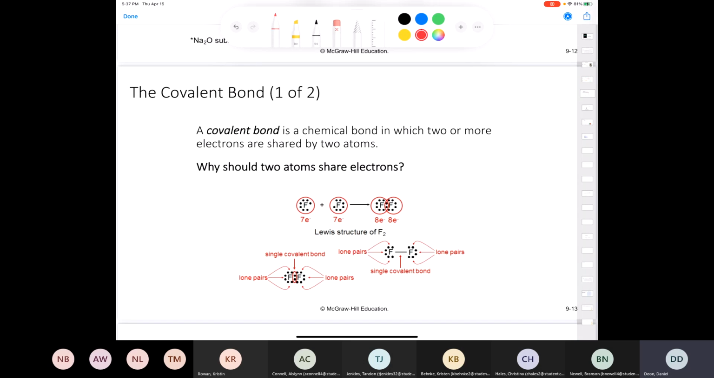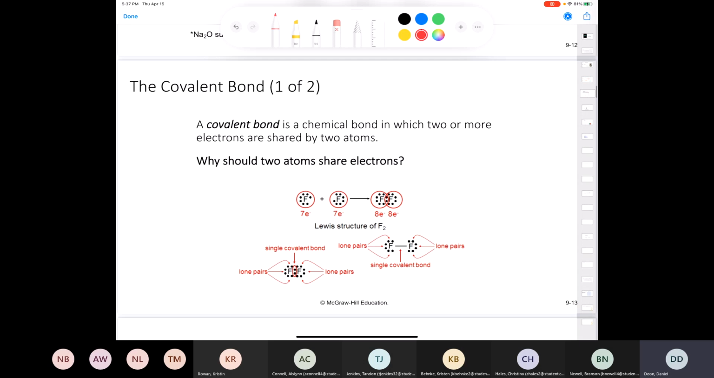Covalent bonds are really important, and covalent bonds will also be discussed a lot in chapter 10, where we talk about molecular geometry and the concept of what is called hybridization, which we haven't even touched on yet. Anyhow, a covalent bond, unlike an ionic bond, is a chemical bond in which 2 or more electrons are shared by 2 atoms. So we have a bond, and in that bond, we have 2 electrons that are shared.